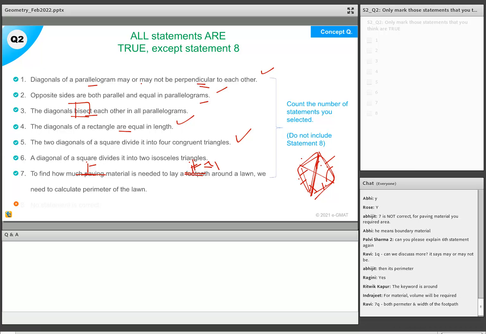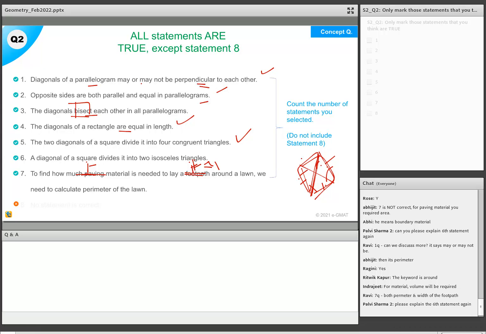But end of the day, whether it's area or perimeter or whatever it is, geometrically you have to calculate. You need to calculate perimeter in those cases. All right. The keyword is around, absolutely. So some of you figured this out even without the confusion regarding paving and footpath. But otherwise, are we clear about how this one is?